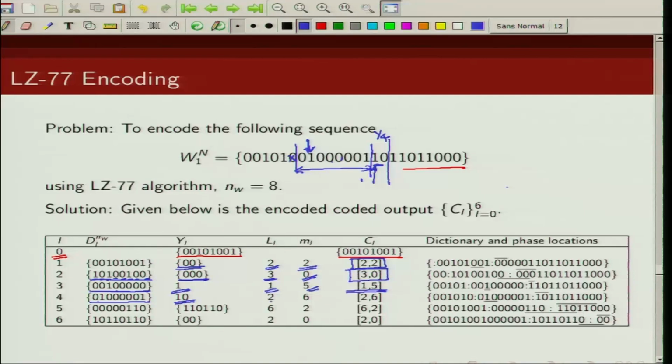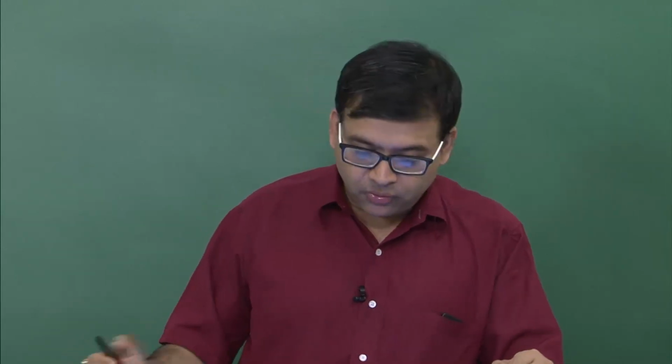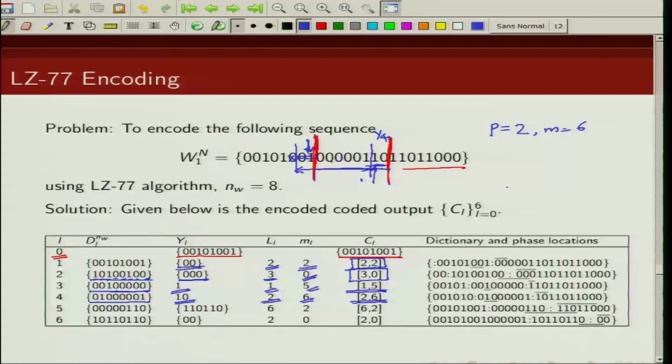So that's 1 0, length 2, and the match is occurring at this location, which corresponds to p equal to 2. So then m is equal to 6. That's this. We'll add these two symbols to my dictionary and remove these two symbols. So my new dictionary now is this one. Note that the dictionary is sliding across this sequence that we are trying to encode. You can see 0 0 0 0 0 1 1 0 0 0 0 0 0 1 1 0. That's my new dictionary.